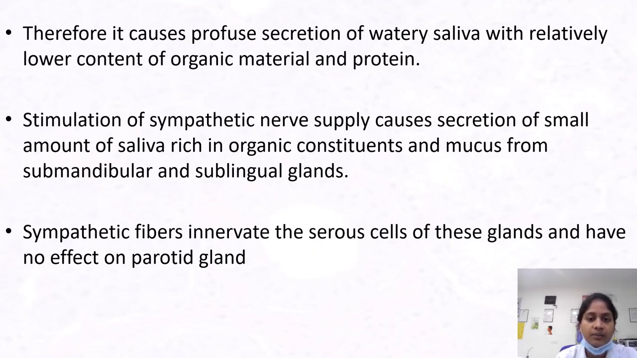Stimulation of the sympathetic nerve supply causes secretion of a small amount of saliva rich in organic constituents and mucus from the submandibular and sublingual glands. Sympathetic fibers innervate the serous cells of the glands and have no effect on the parotid gland.